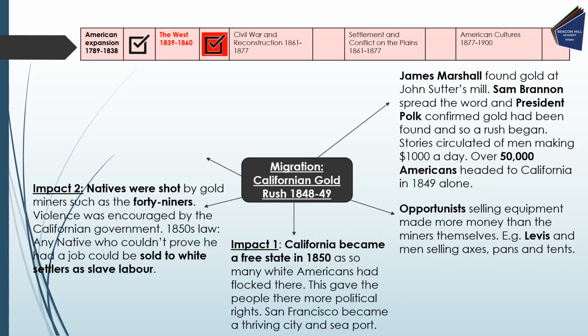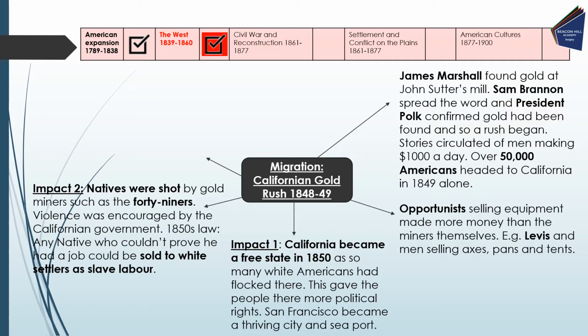The next impact is that natives were shot by gold miners such as the 49ers, and violence was actively encouraged by the Californian government. So in the 1850s it was law that any native who couldn't prove he had a job could be sold to white settlers as slave labour. So this really indicates to us the discrimination being shown towards the natives or the indigenous people, but also the impact that these migrants had on the natives' way of life.